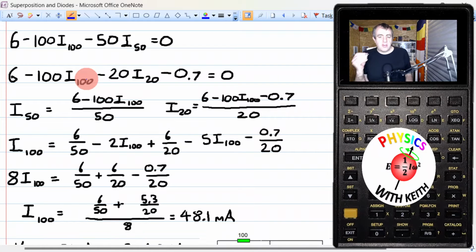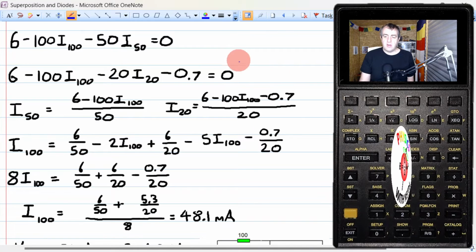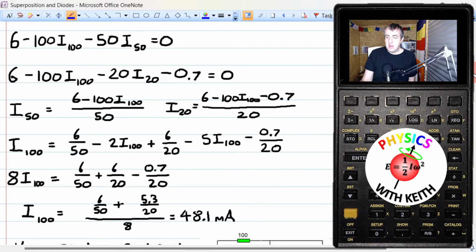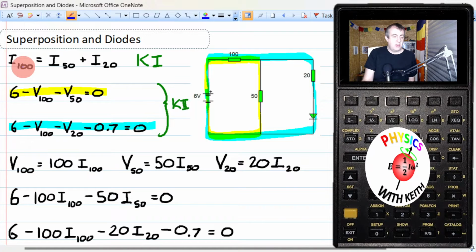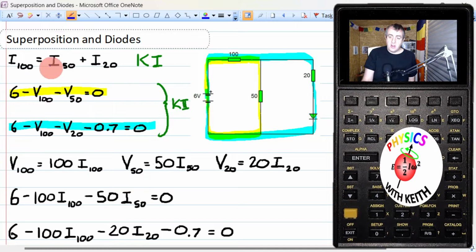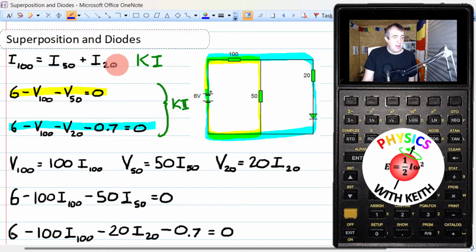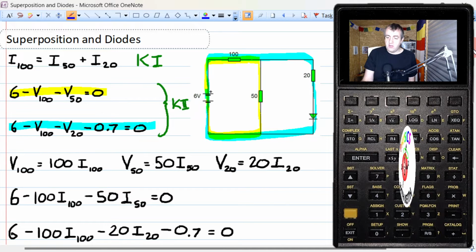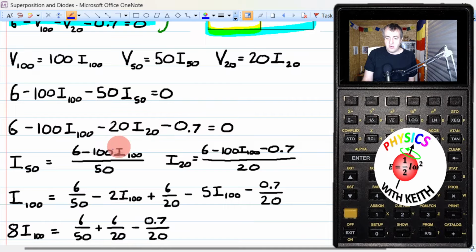Because I'm going to substitute these two equations into that first equation for Kirchhoff's first law. The first equation for Kirchhoff's first law was I100 equals I50 plus I20. So I want to get rid of the I50 and the I20 and replace them with things in terms of I100. And that's what we've got here.